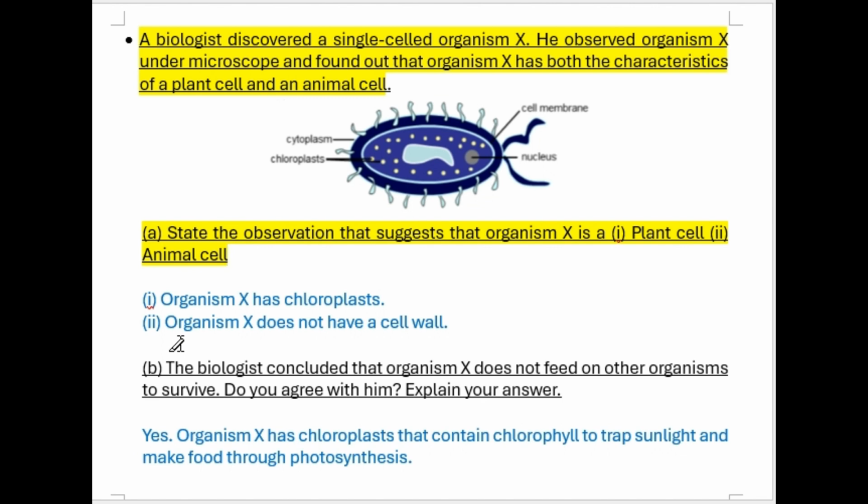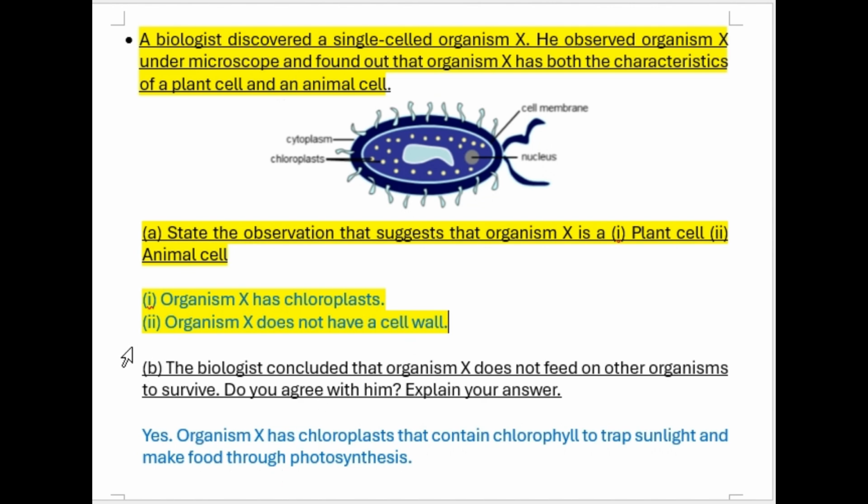State the observation that suggests that organism X is a plant cell. Animal cell. A. Organism X has chloroplasts. 2. Organism X does not have a cell wall.